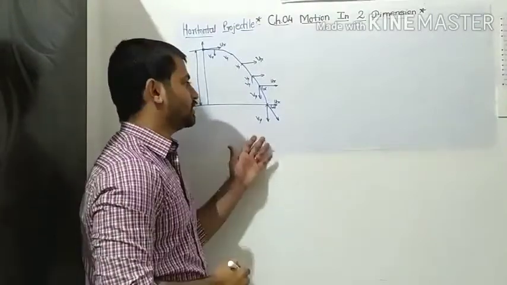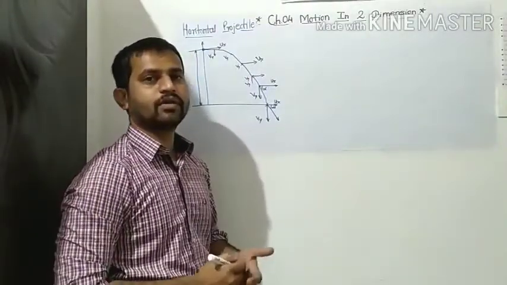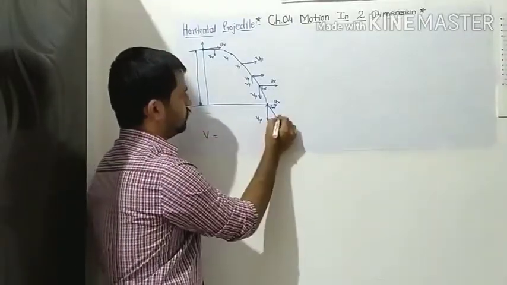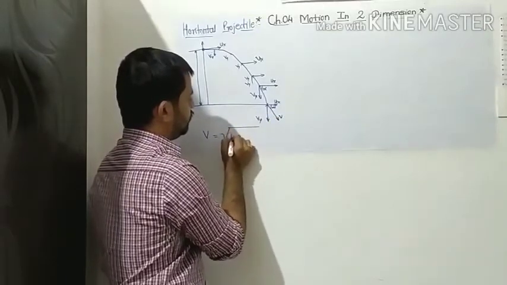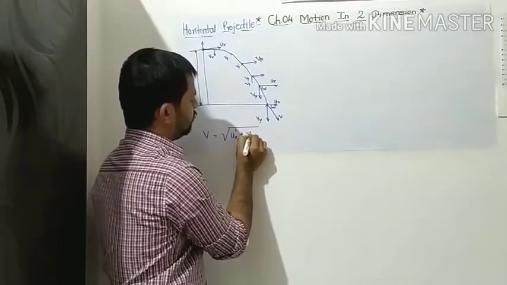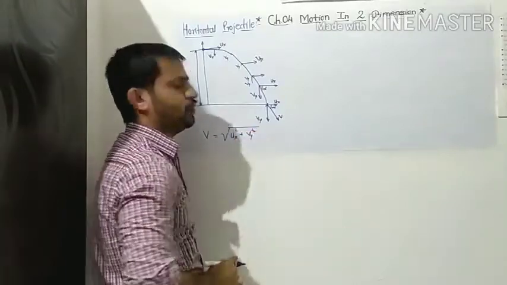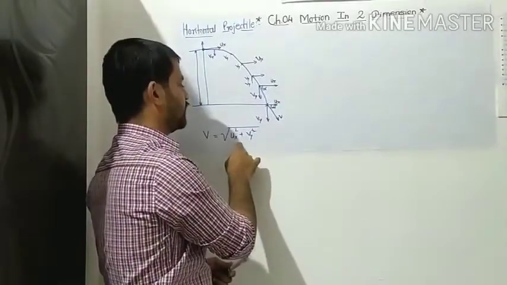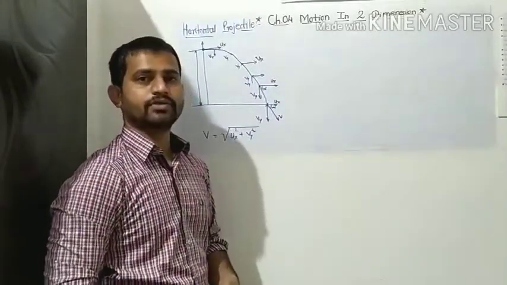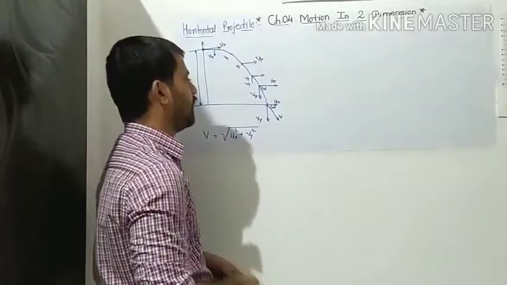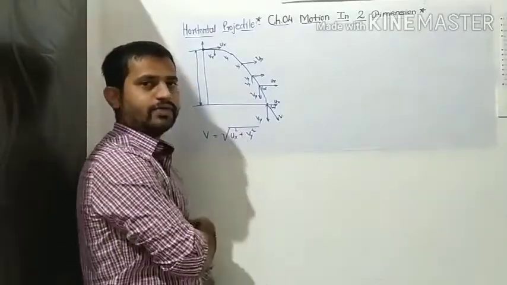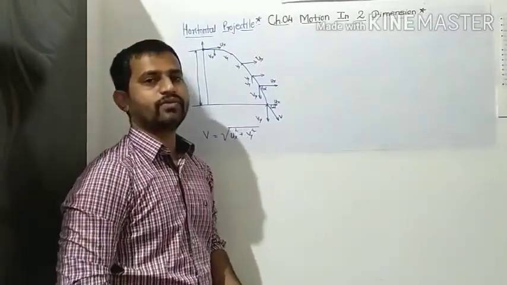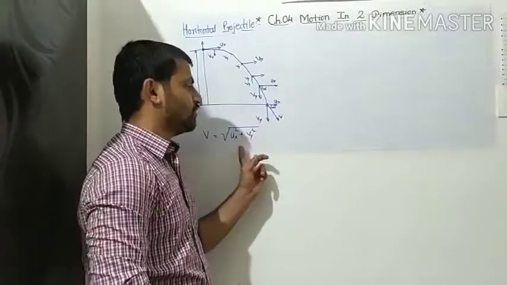So if we consider the final velocity, it is calculated as v is equal to the square root of ux square plus vy square. So to find the final velocity, v equals the square root of ux square plus vy square, we have to go by this particular formula.